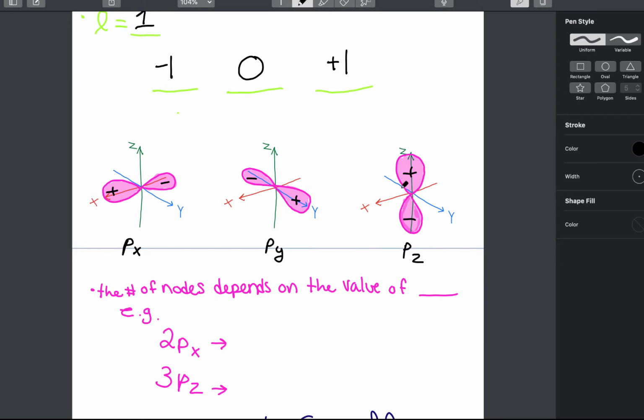So for example, the z orbital, you can see here that the positive end of this p orbital is in the positive region of the z-axis, which is why it has a positive sign, and the bottom portion here is in the negative portion of the z-axis, so it has a negative sign. So these are the 3 p orbitals that you should know.